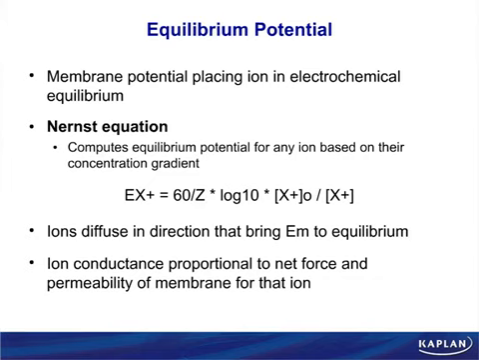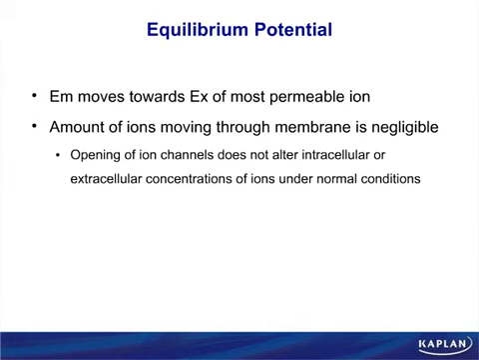However, if I increase permeability and increase conductance, and I have a big net force, we're going to rapidly move the membrane potential toward the equilibrium potential for that ion. We'll talk more about this, but that's the key. All right? The membrane potential moves toward the equilibrium potential for an ion that has high conductance. Stated again, the membrane potential moves toward the equilibrium potential for a given ion.